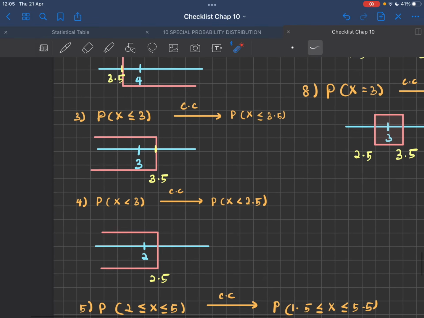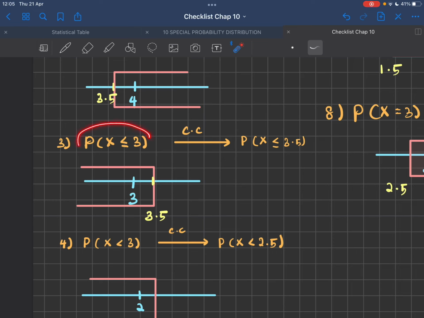Okay, so same thing here. Let's say if we have X less than or equal to 3, so the numbers will be 3, 2, 1, and so on. Okay, so here is the line which is after 3, so you have to plus by 0.5. Okay, so that is how we do continuity correction.